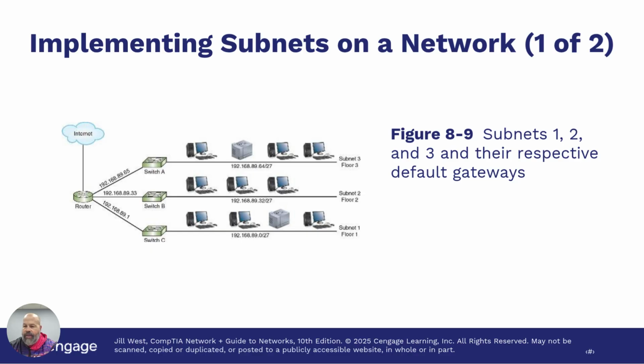Subnet 2 uses 192.168.89.32/27, and subnet 3 uses 192.168.89.64/27. That slash 27 notation is CIDR, which is classless interdomain routing, and it's shorthand for the subnet mask. It's like using NYC instead of writing out New York City every single time. The router has 3 different IP addresses, one for each subnet it connects to, acting as the default gateway for the devices on each floor.